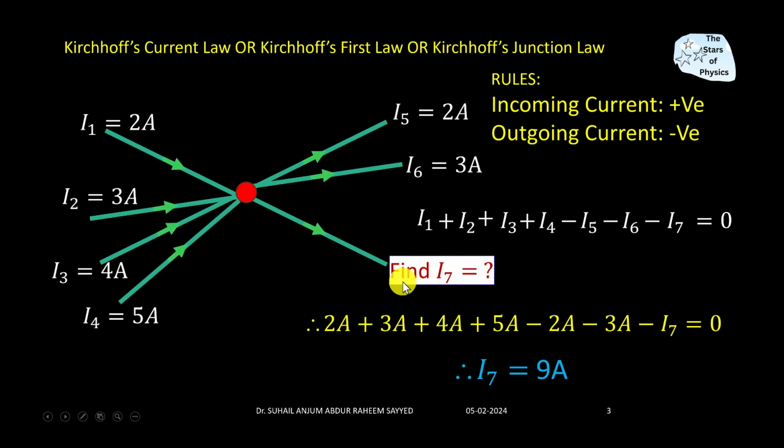Here we simply have to apply Kirchhoff's current law which we have just seen. It says that incoming currents are considered positive and outgoing currents negative. So it will be I1 plus I2 plus I3 plus I4, and these are the outgoing currents, so minus I5 minus I6 minus I7 equal to 0. Now all these current values are given and we have to find I7, so we substitute the values: 2 ampere plus 3 ampere plus 4 ampere plus 5 ampere minus 2 ampere minus 3 ampere minus I7 is equal to 0. If you solve this, you will get the value of I7 as 9 ampere.